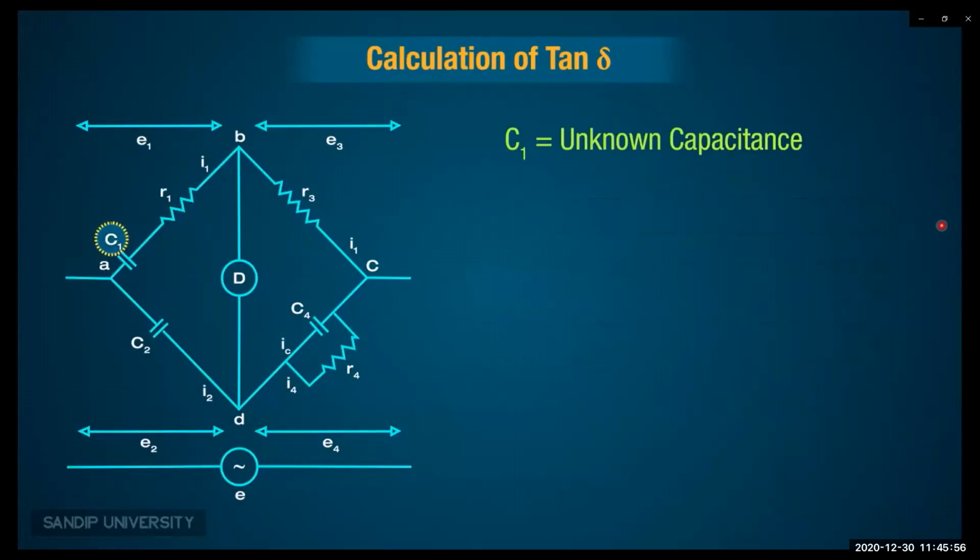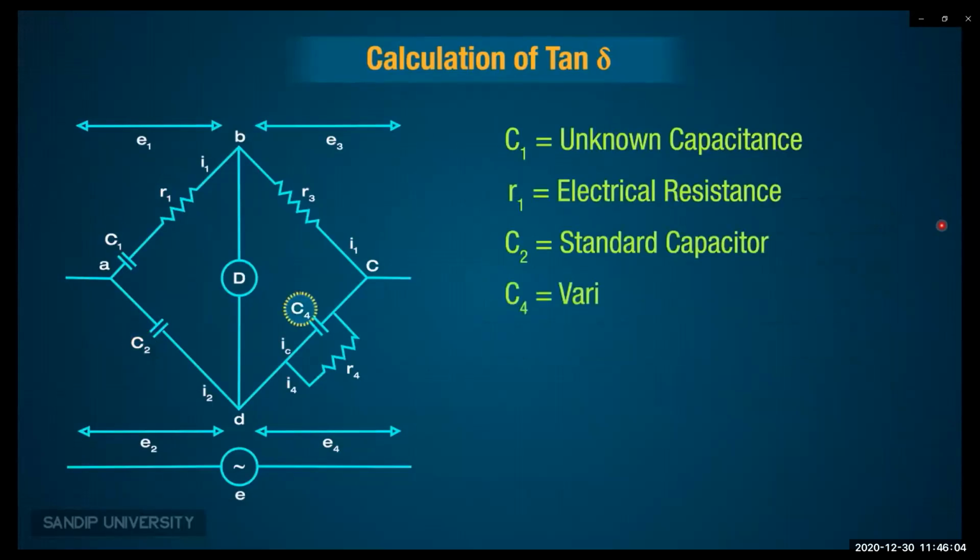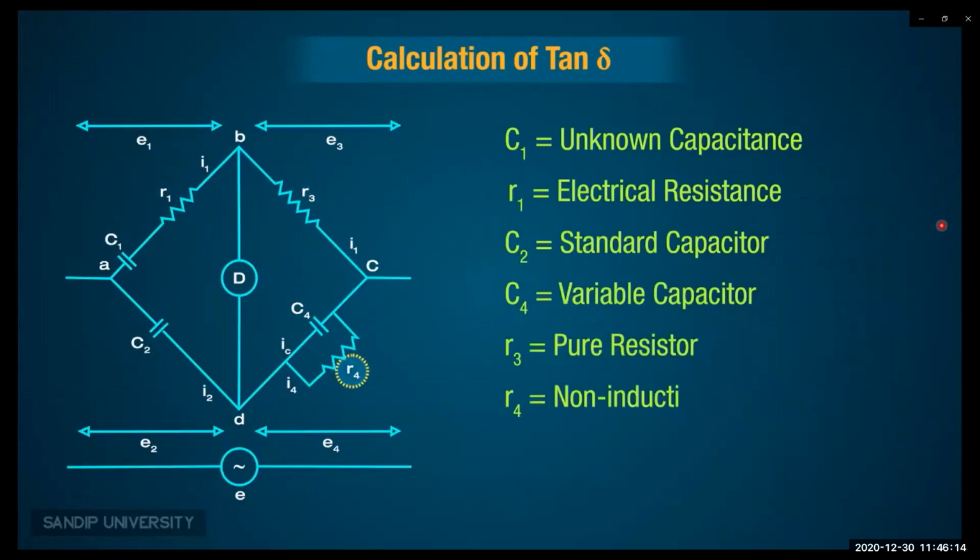First, C1 is the unknown capacitance. R1 is the electrical resistance, and C2 is the standard capacitance. C4 is the variable capacitor. R3 is a pure resistor, non-inductive in nature, and R4 is a non-inductive resistor connected in parallel with capacitor C4. Now, the supply is given to the bridge across A and C. The detector is connected between B and A, as you know well.